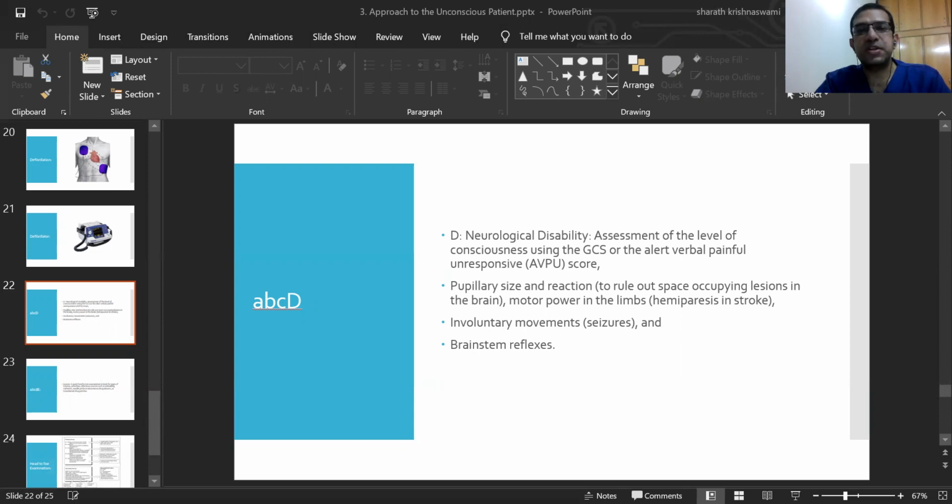Also look for whether the patient has decreased movement or power on either of his sides. Patients with a stroke may have weakness on one particular side of their body. Some others may have involuntary movements, which indicates that they may have a seizure.